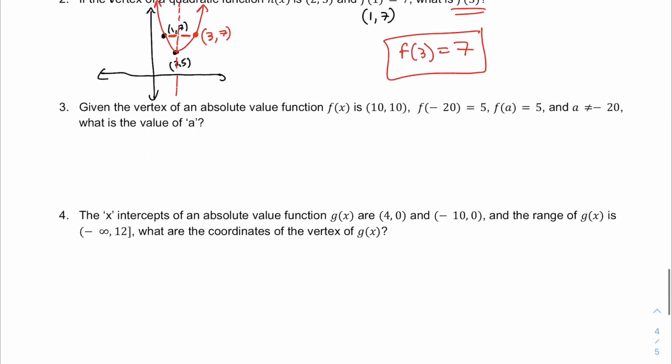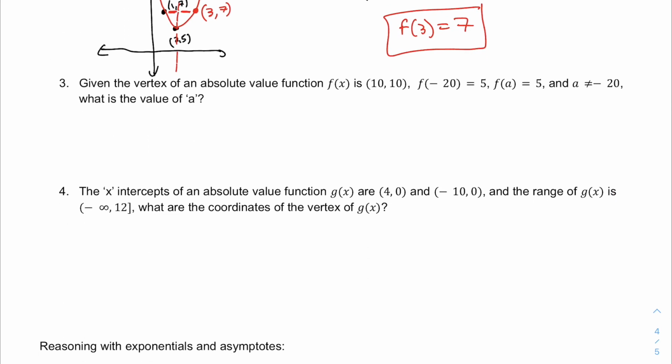Okay. Question 3, given the vertex of an absolute value function is 10, 10, f of negative 20 is 5, so that tells me that this point negative 20, 5 is going to be on the graph. f of a equals 5, so some point a, 5 is on the graph, and a does not equal negative 20, so a is not negative 20. What is the value of a?